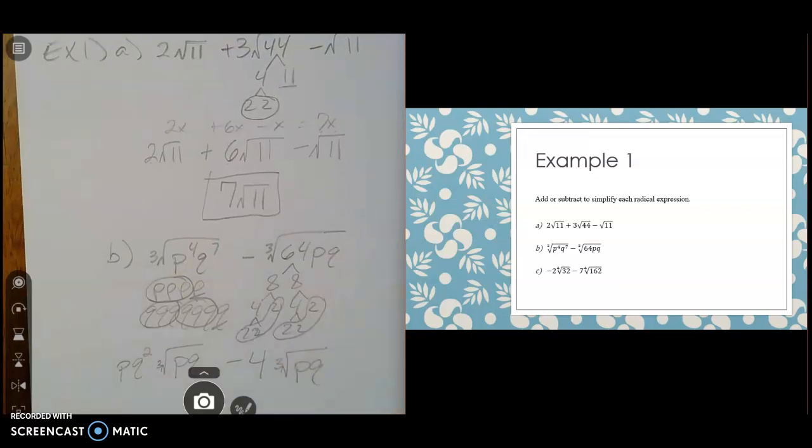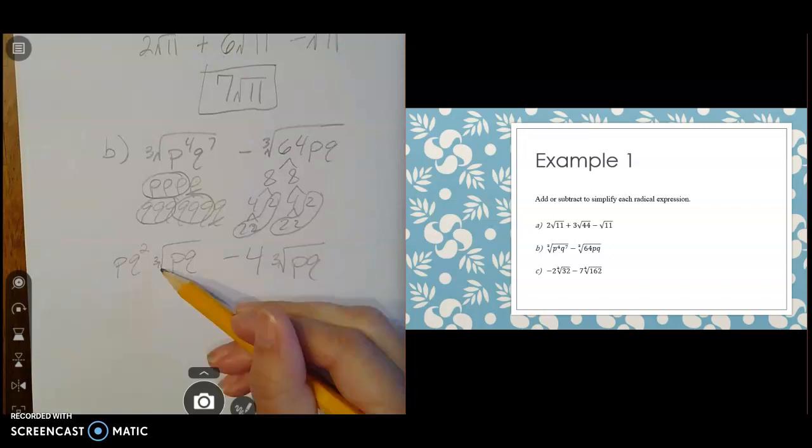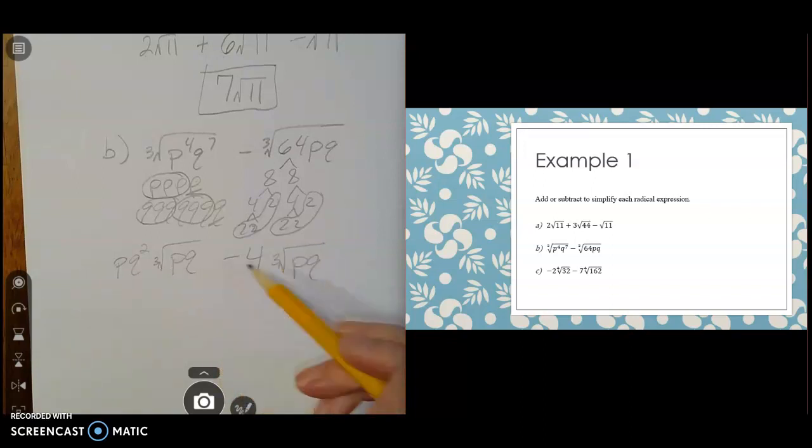So there's the simplified version of the second radical. Now that I've simplified both, they actually are like radicals. They're both cube roots, and they're both the cube root of pq. So they are like radicals, so we can subtract.